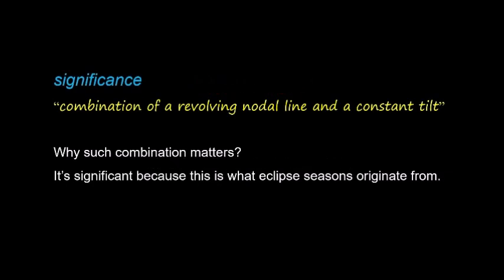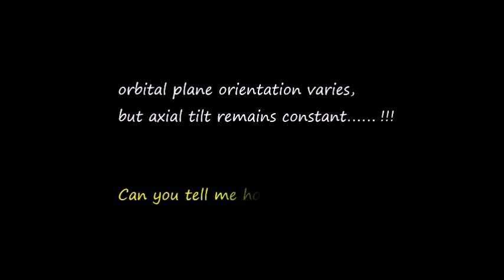Combination of a revolving nodal line and a constant tilt. Why such combination matters? It's significant because this is what eclipse seasons originate from. Orbital plane orientation varies, but axial tilt remains constant. Can you tell me how that is possible?